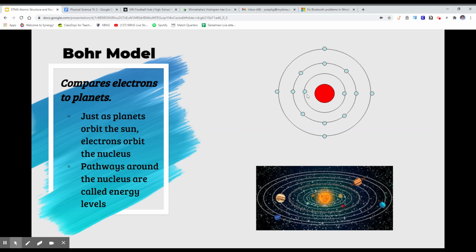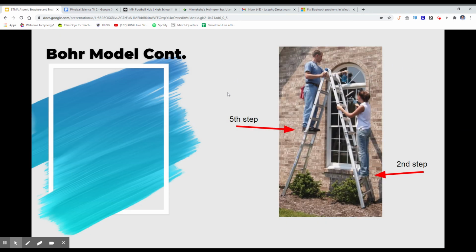We fill from the inside out: 2 in the first level, then we fill in the next 8 in the second level, and then we start filling in the third level. And in this case, we have 1, 2, 3, 4 electrons in the outermost level. We call those valence electrons. So that's a little bit about valence electrons in the Bohr model and how far out things go.